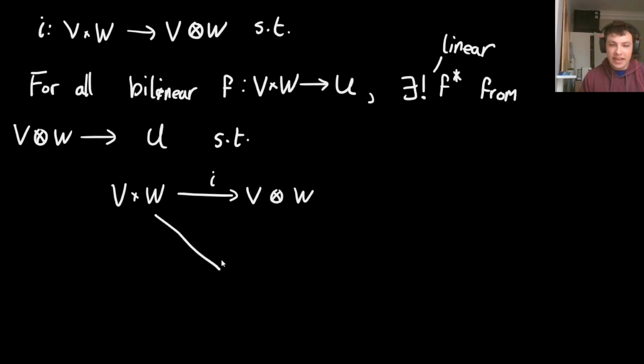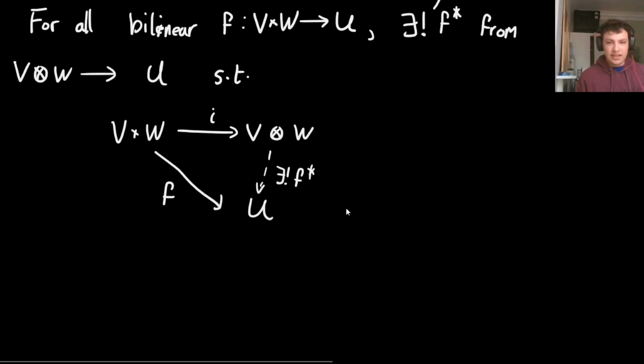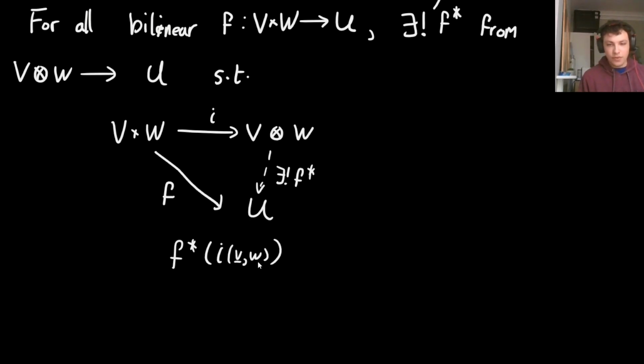So that whenever we have f, which is bilinear, into u, then there exists a unique f star such that this whole thing commutes. And that means that f star of I of v w is always going to equal f of v w, for all v and all w.